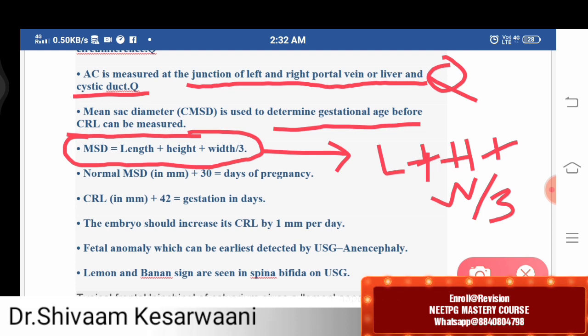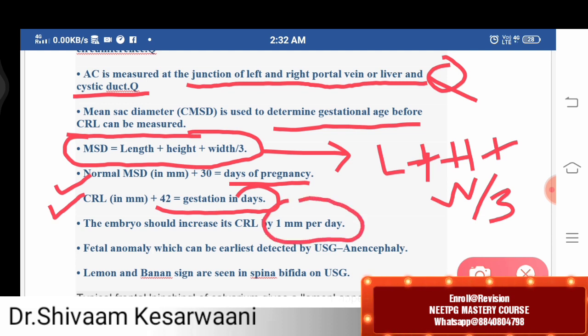If they are asking in days of pregnancy, you can apply this: normal MSD in millimeter plus 30 is equal to days of pregnancy. And for CRL, you already know, it is CRL in millimeter plus 42 is equal to gestational age in days. Now the embryo should increase its CRL, the normal rate is by 1 millimeter per day.